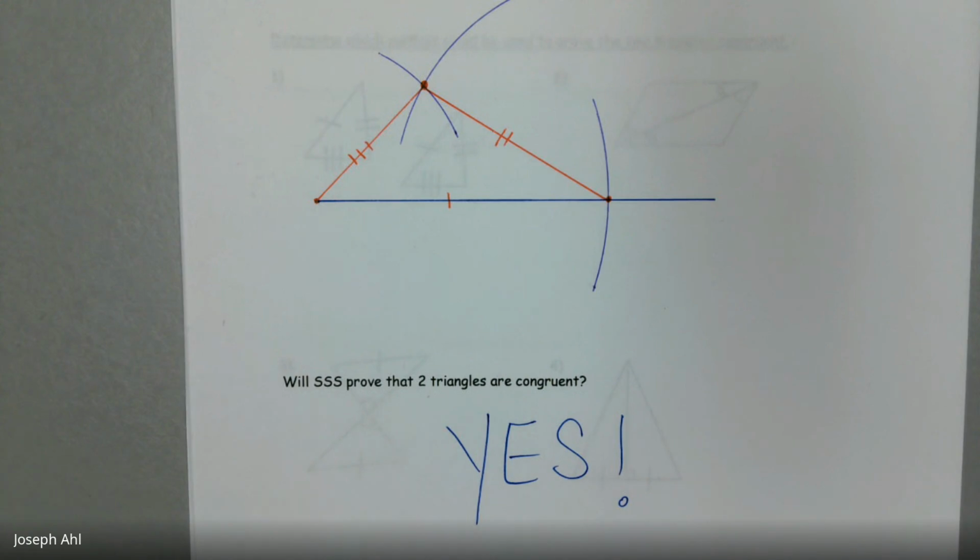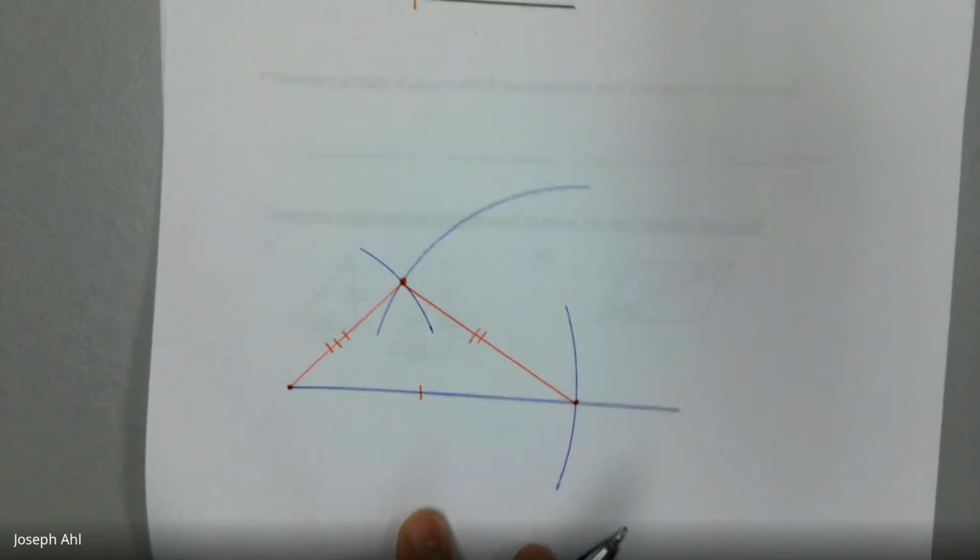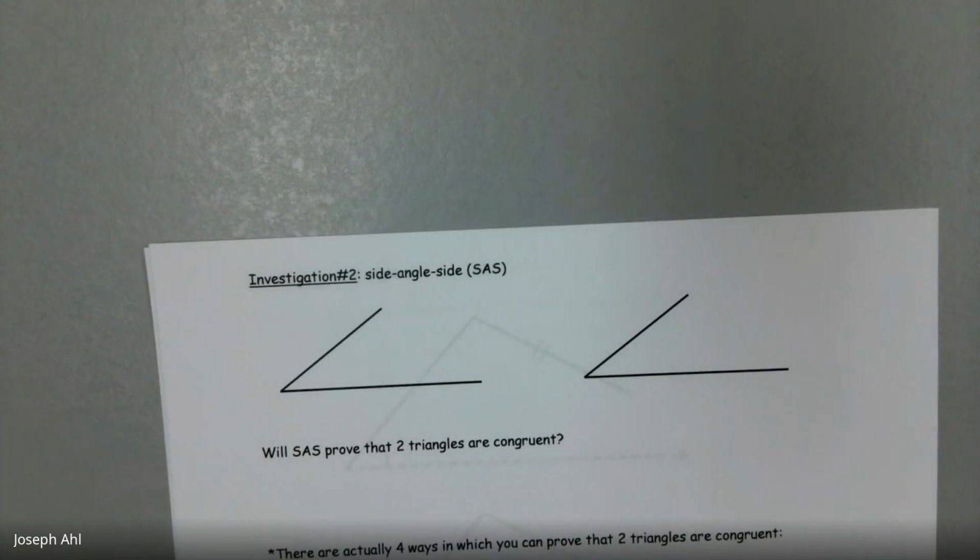What today is going to be all about now is figuring out what other patterns with sides and angles are postulates that help us to prove triangles congruent. Turns out side, side, side is a yes. If you go on to the next page, you're going to see that there's a second investigation. It's not really much of an investigation though.